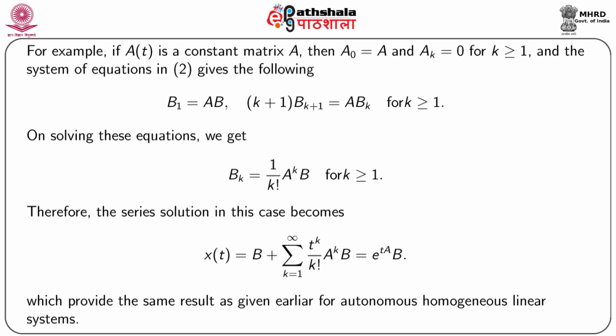Therefore, the series solution in this case becomes x(t) is equal to b plus summation k equal to 1 to infinity t to the power k by k factorial A to the power k b, which is equal to e to the power At into b, which provides the same result for homogeneous linear system with constant coefficients. We have started this module with a brief discussion on the power series method. We will now look into the variation of parameter for the non-homogeneous equations.